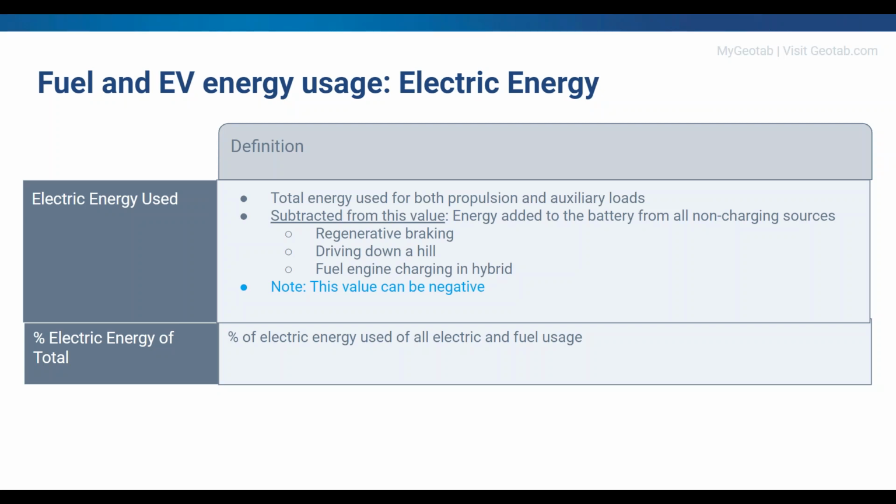Electric energy used to move that vehicle forward is essentially the total energy that is used to move it forward, but we also subtract the energy that is added to the battery while driving. So this value can be negative if you've got a lot of cases where you're driving down a hill, there's a lot of braking when you're going down your hill, and you're not using a lot of energy.